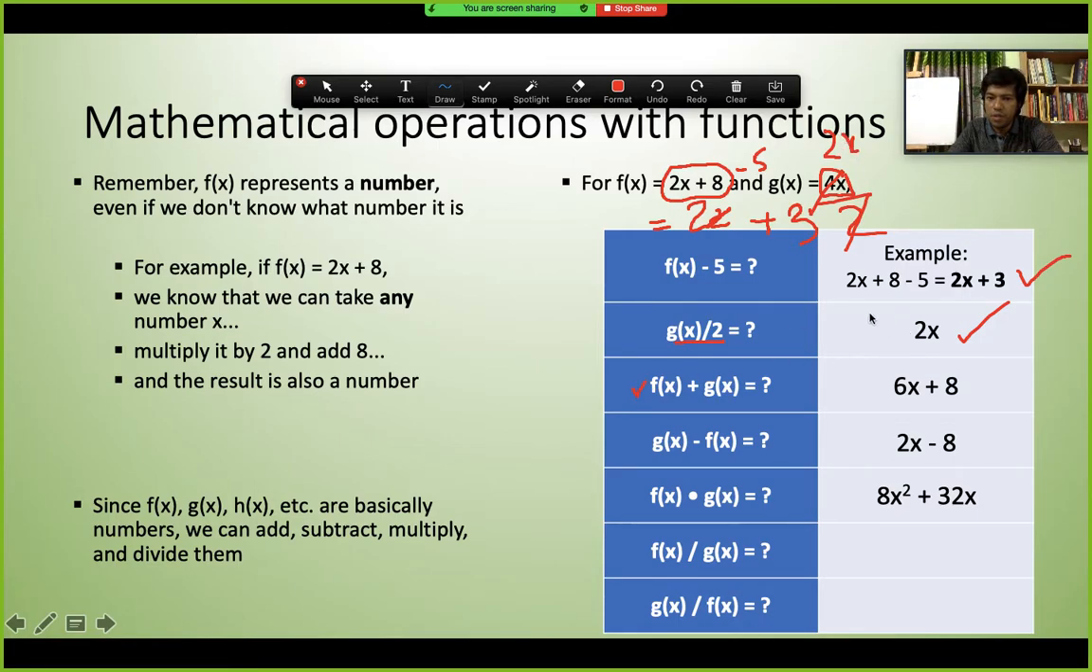Then if someone says, okay, f(x) plus g(x) equals what, that means we have to write this plus this, then we can simplify it. Same thing goes with everything. This is g(x) divided by f(x), so g(x) is twice x divided by twice x plus 8. So 2 we can take common, then we can cancel out 2 from both the numerator and denominator. This is the final solution.